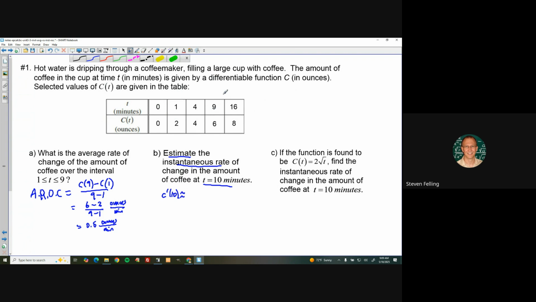I'm just going to say if t equals 10 is here, then the nearest places I have values for that are 9 and 16, so I can say let's at least find the average rate of change by doing c of 16 minus c of 9 over 16 minus 9. And that means that c prime of 10 is approximately equal to, let's see, 8 minus 6 over 16 minus 9. And that is also in ounces per minute.